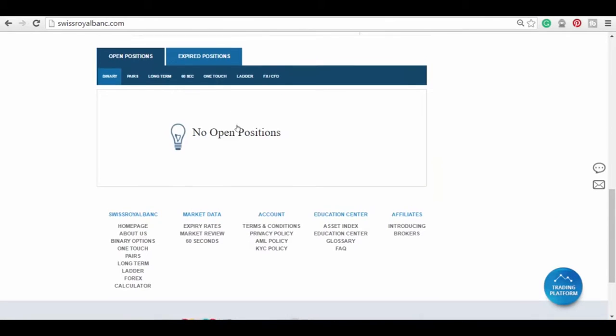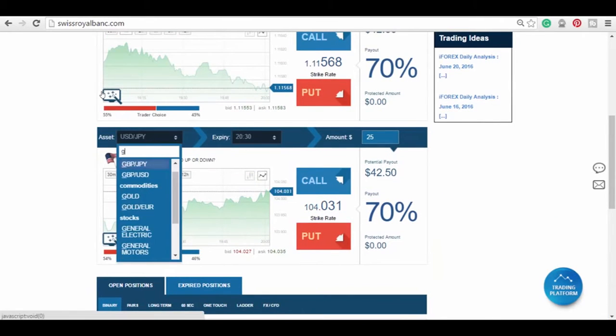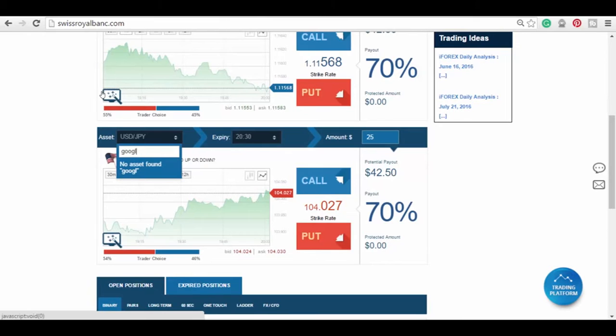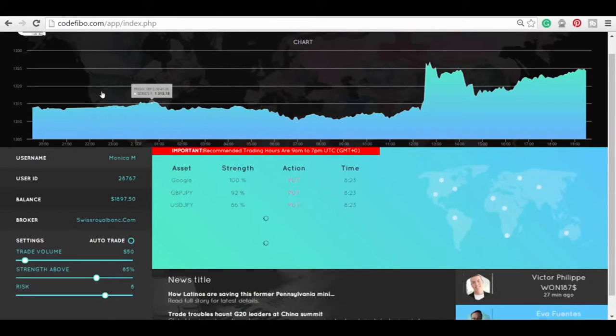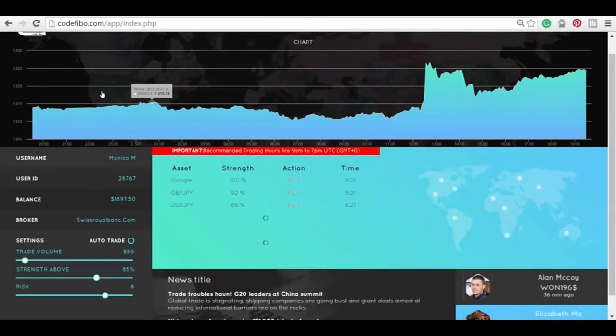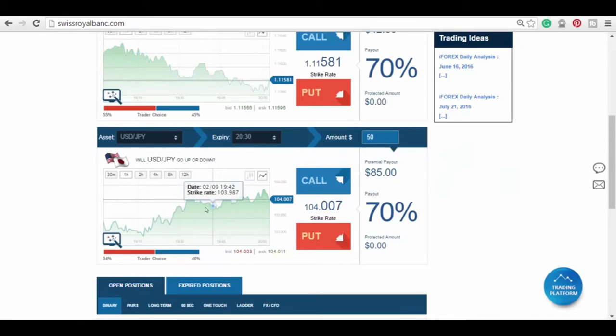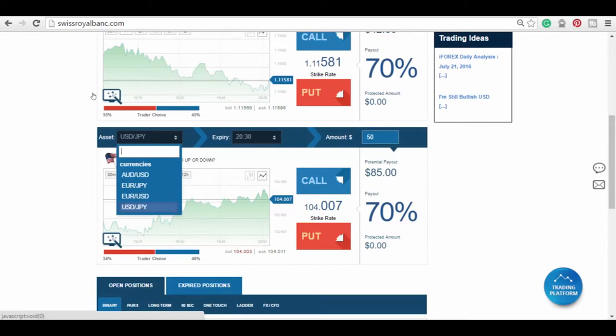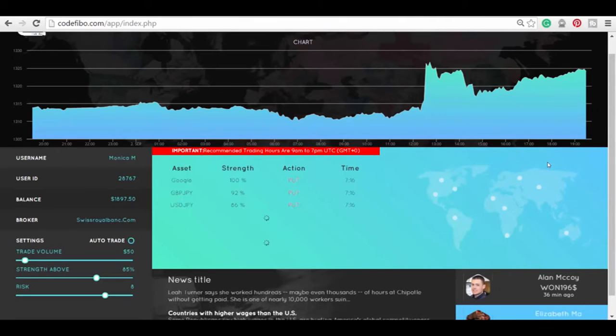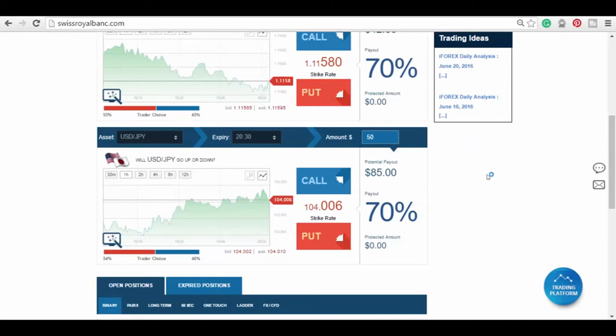Google. I'm not sure if we are going to find Google. Let's look anyway. No, we're not finding that asset. Okay, let's look at GBP JPY. I'm not finding it. Okay, maybe it's late on Friday. We're not finding assets. So the last one is USD JPY.